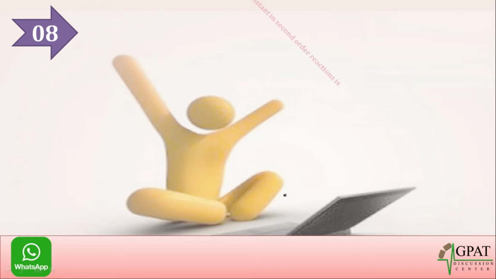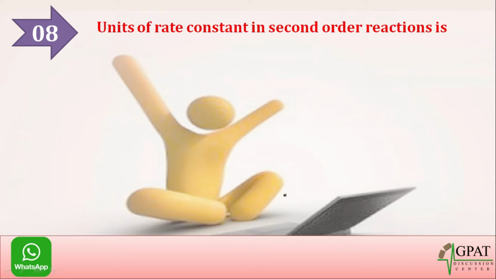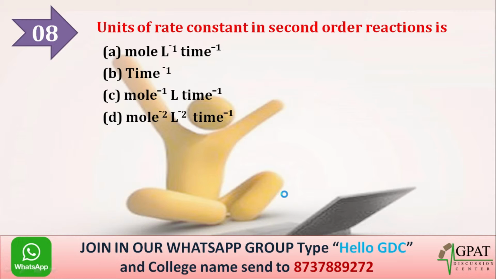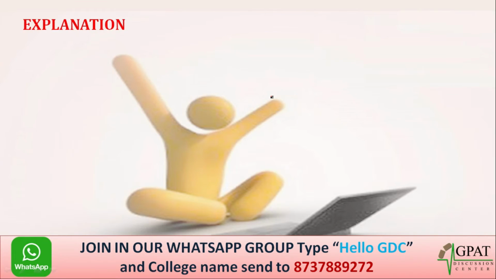So next question: units of rate constant in second order reactions is, options are option A mole liter inverse time inverse, option B time inverse, option C mole inverse liter time inverse, option D mole square inverse liter square inverse time inverse. So the correct answer for the unit of rate constant in a second order reaction is mole inverse liter time inverse. So let's discuss with the help of explanation.